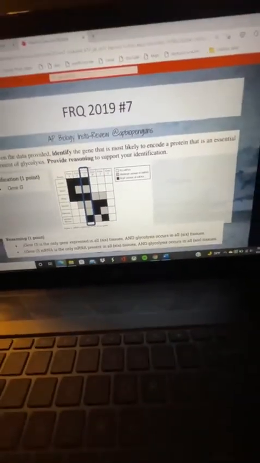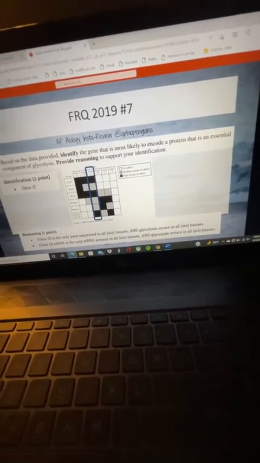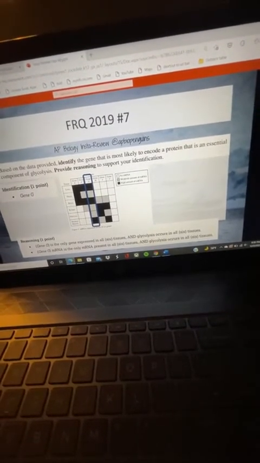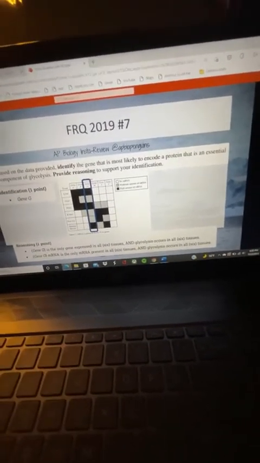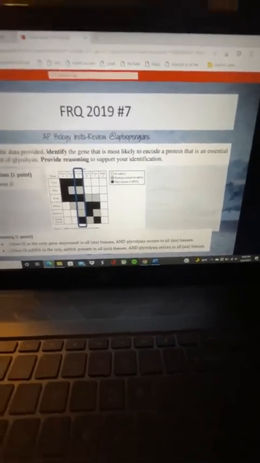Okay, so because gene G is the only one expressed in all 6 tissues, and glycolysis occurs in all 6 tissues, the mRNA is the only one present in all of them, and glycolysis occurs in all of them. So it's connecting back to the fact that we know about glycolysis, right?